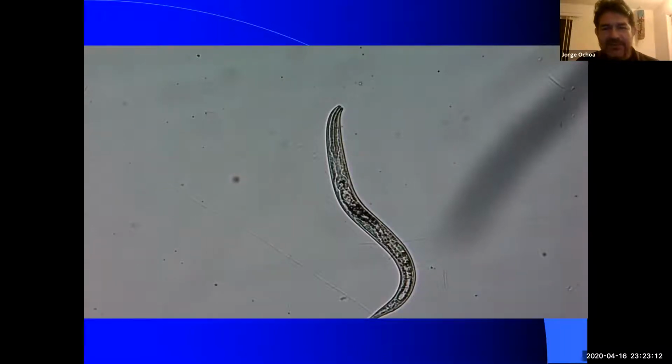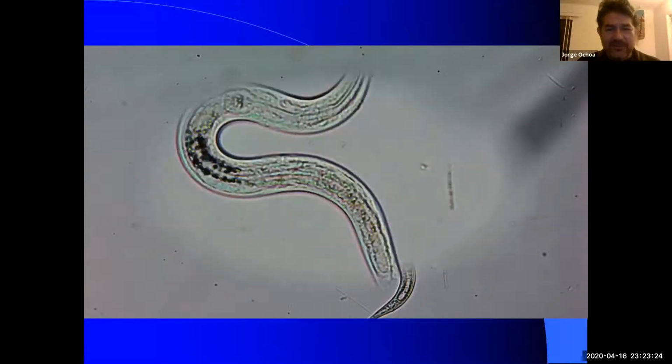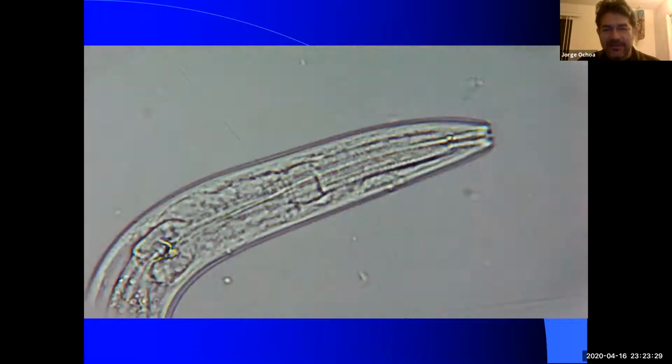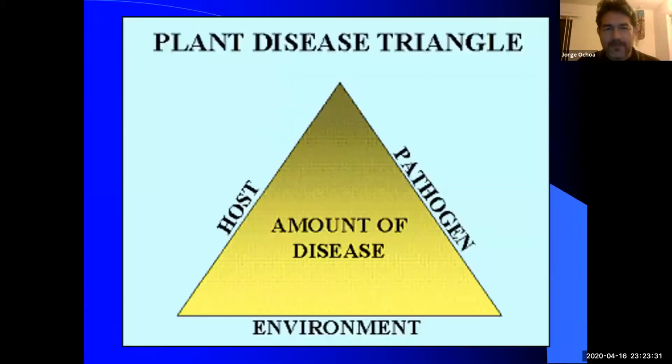We've already talked about nematodes, or we've shown nematodes before. So nematodes are considered a pathogenic organism. Most in agriculture, they are considered pathogenic, even though the problem is caused by a worm. So just be aware of that. And I've shown some of these photographs to you before about the nematodes.